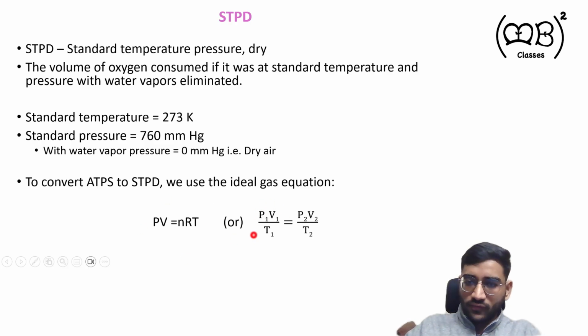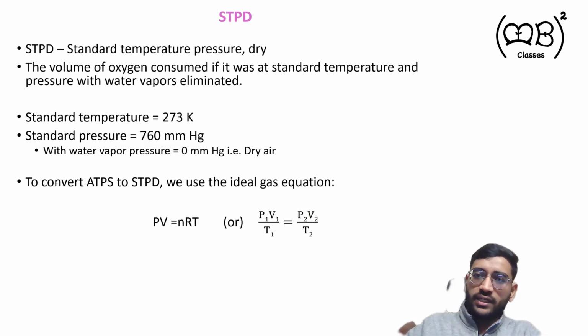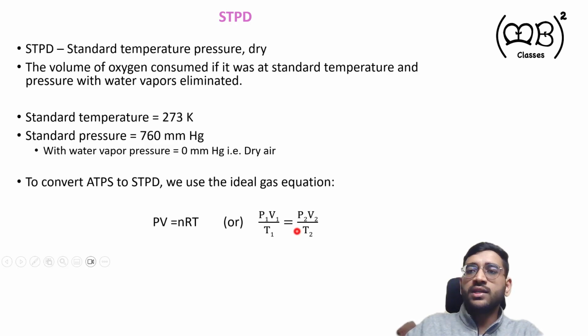So in this, one side can be taken as STPD and the other side can be taken as ATPS. So if I take P1, V1, T1 as STPD, then the standard pressure would be 760 and the standard temperature would be 273. And the volume V1, the volume at STPD, I need to calculate. Here the volume at ATPS is what we got from the spirometer. The pressure here in ATPS would be the barometric pressure of the lab minus the water vapor pressure because I need a dry air.